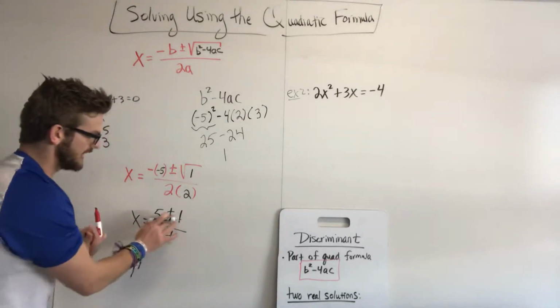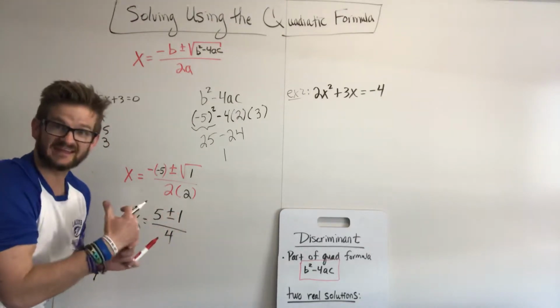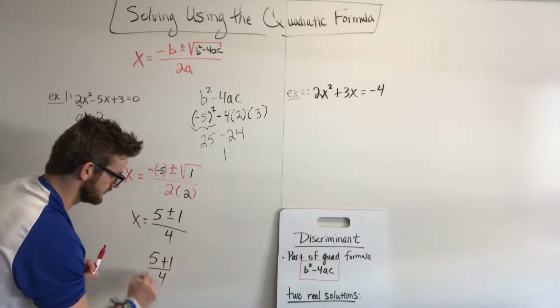Now, I have a positive version and a negative version. So I can add 1, and then in a second case, I would subtract 1. So 5 plus 1 all over 4.